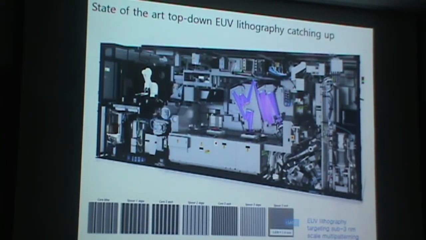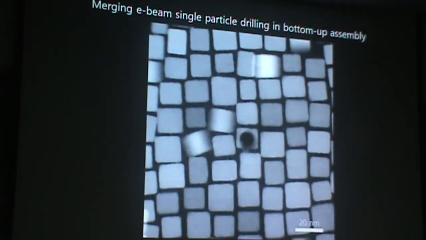Now, before transferring into academia, I was working as a staff engineer at Samsung Semiconductor R&D, and state-of-the-art top-down methods such as EUV lithography are quite catching up into the nanoscopic space. For example, in EUV lithography, the industry is currently targeting a sub-3 nanometer scale multi-pattern scheme with multi-million-dollar equipment. So I've been inspired by merging top-down methodology with bottom-up assembly, such as self-assembled nanocrystals.